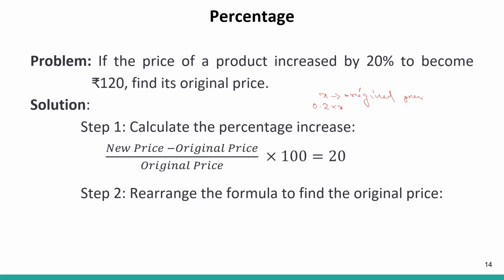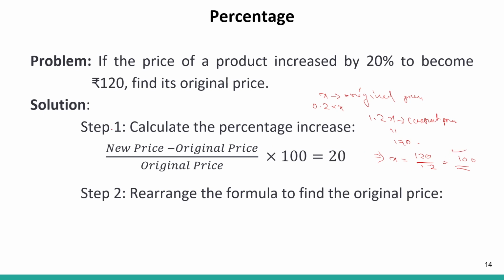So 20% of X is equal to what? 0.2 into X. So what is the current price? 1.2x. Okay, because X plus 0.2x is the current price. So this is nothing but 120 rupees. So this implies that x is equal to what? 120 by 1.2. That is equal to what? 100. So the original price was 100 rupees. Okay, so what it asks us is to find its original price, and we found out that the original price will be 100.